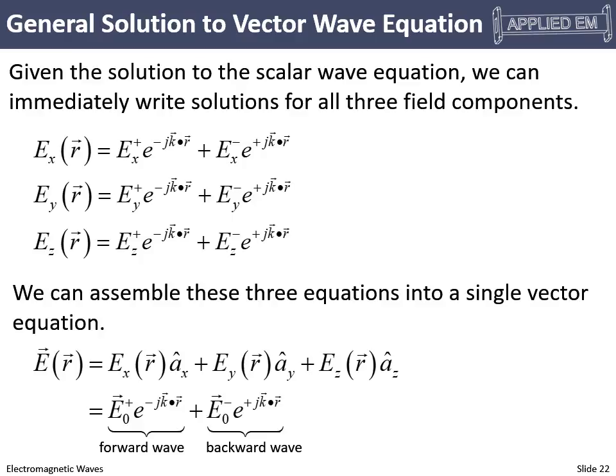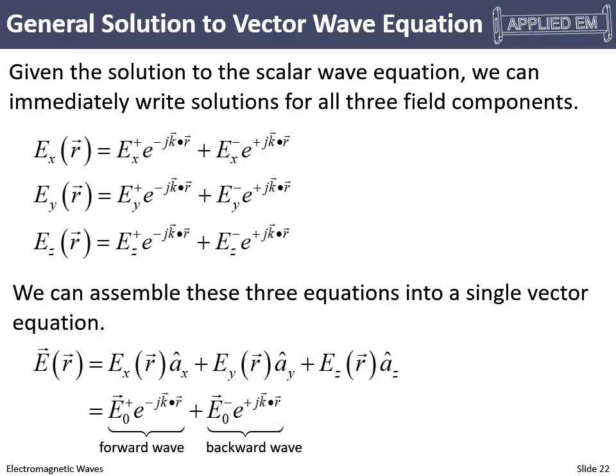At this point, we can collect them back together to our vector E. And we'll put our solution for EX in the X direction, our solution for EY in the Y direction, and the solution for EZ in the Z direction. When we do that, it looks like this.